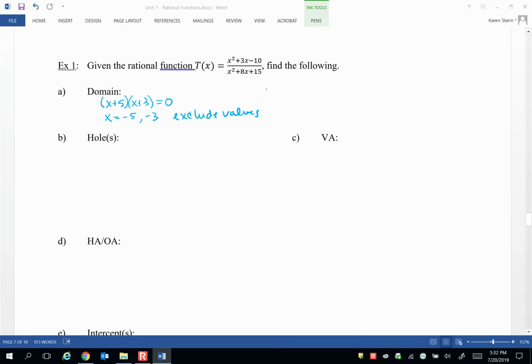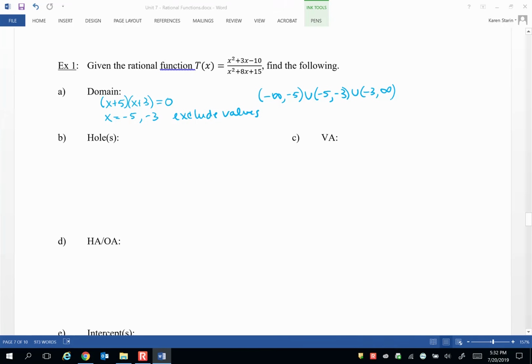So our domain in interval notation will be -infinity to -5, jump over -5, then we can travel all the way to -3, but we have to jump over -3, and then we can keep on keeping on until infinity.